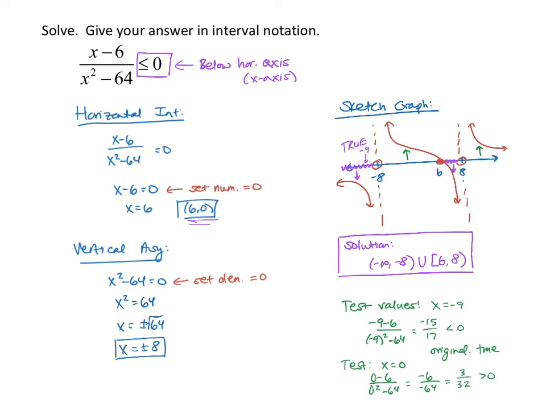Well, this is greater than 0, which means this makes the original inequality false. So here's 0, and this part comes out false. That's why it's not part of our solution set.